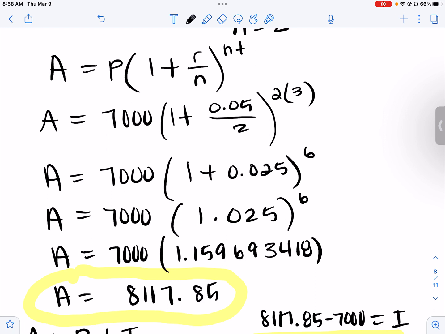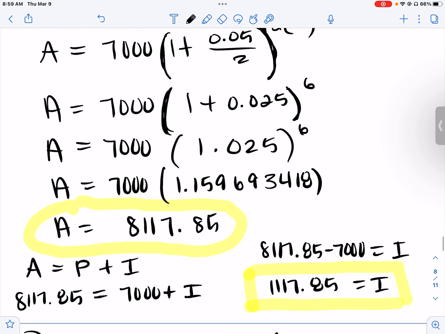Okay, so we need to do what's inside our parentheses first. We use the order of operations. We divide before we add, so 0.05 divided by 2 is 0.025. Our exponent is 2 times 3, which is 6. 1 plus 0.025 is 1.025. We do the exponent next. Exponent comes after parentheses. So we're going to raise that to the 6th power, okay?